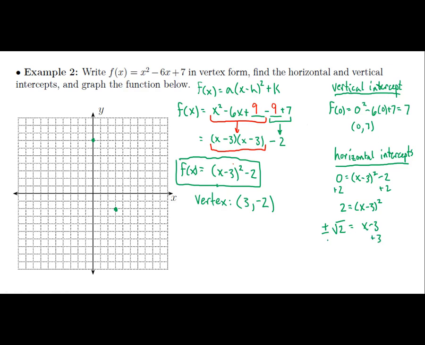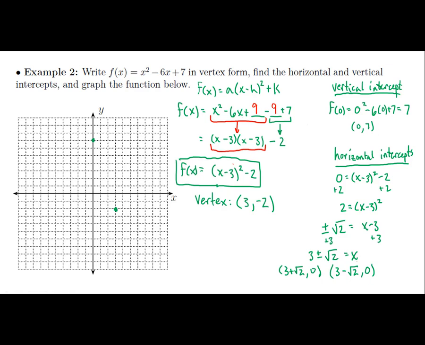So we get plus 3 plus 3. So getting x all by itself, we get 3 plus or minus the square root of 2 is equal to x. So what that means is that I have (3 plus root 2, 0) is one of my horizontal intercepts, and also (3 minus square root of 2, 0) is another.